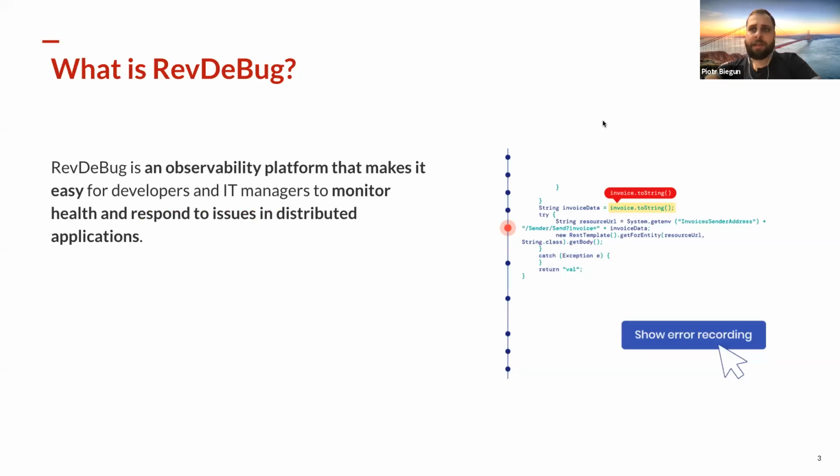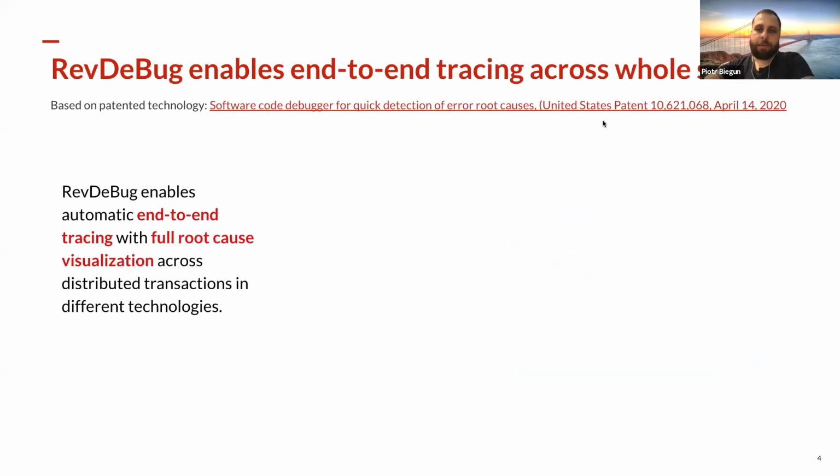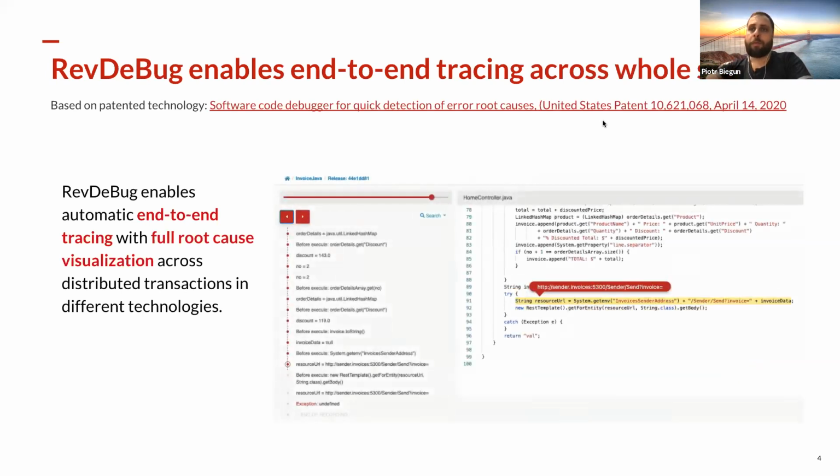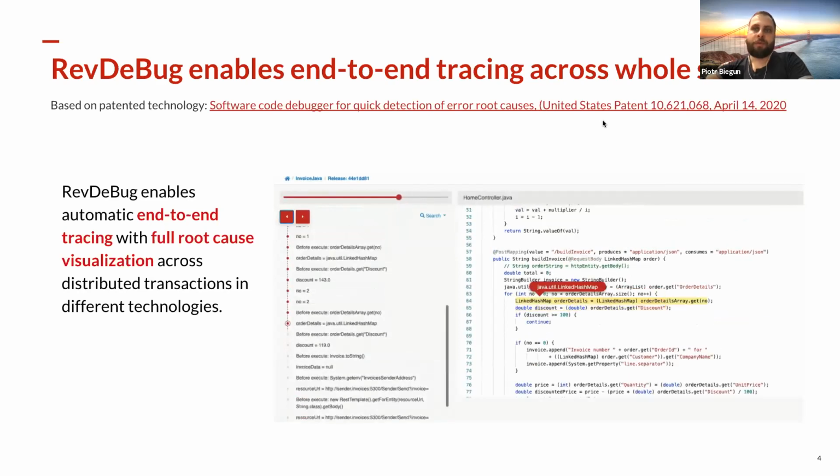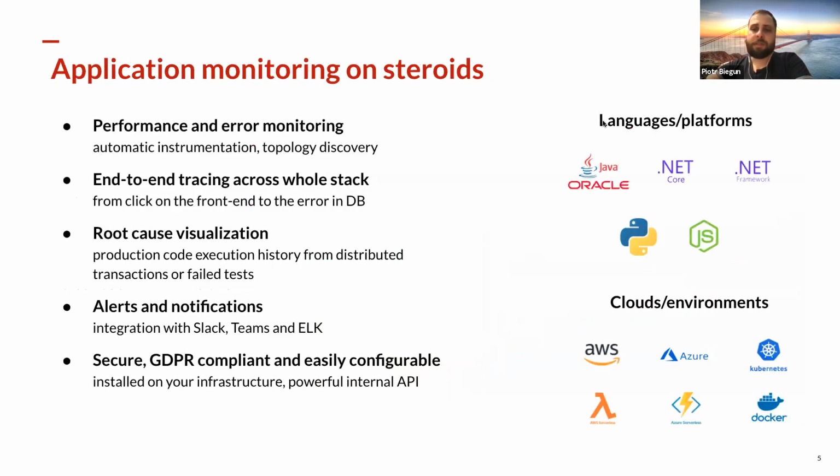All right, so starting from the beginning, RevDeBug is an observability platform that makes it easy for developers and IT teams to monitor, help, and respond to issues in distributed application. And we go beyond traditional APMs and error monitoring tools because we are able to provide automatic end-to-end tracing with visualization of the root cause and the path for each error. So basically, we could show you code execution from each failed transaction from production or test environment without any significant impact on the performance. So this is pretty unique for us because it goes beyond typical APMs or error monitoring, and because we are able to show you exact path and the code execution for each failed transaction, it makes it easier for you to troubleshoot applications.